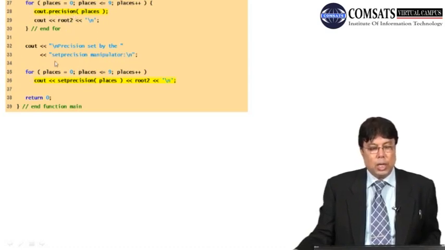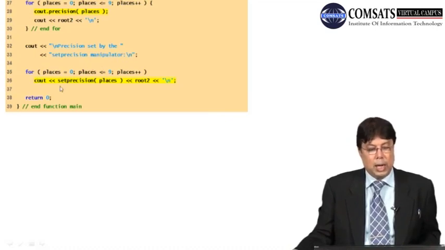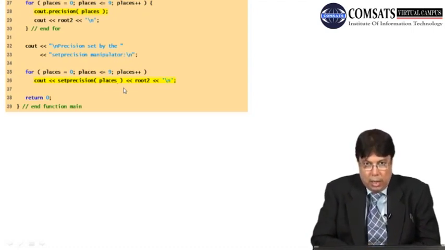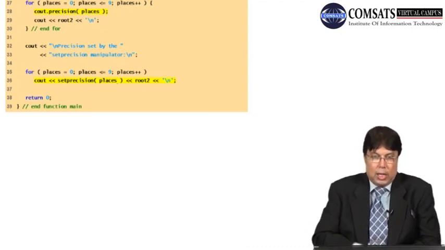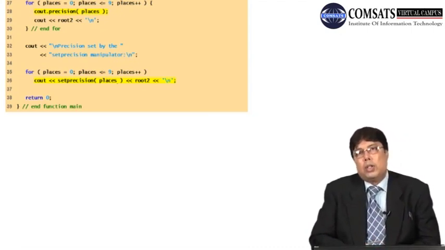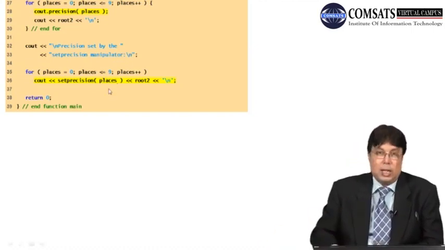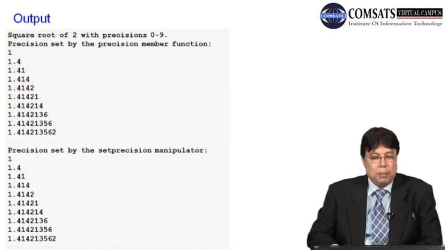Here we are doing it again, but this time with the help of the set precision manipulator. We can do it once again by using this parameterized manipulator, set precision places. So both of these loops will do the same thing. One is the job done with the help of the member function, the object member function of the class, and the second one is the parameterized facility that is available in your language. So the output should be the same.